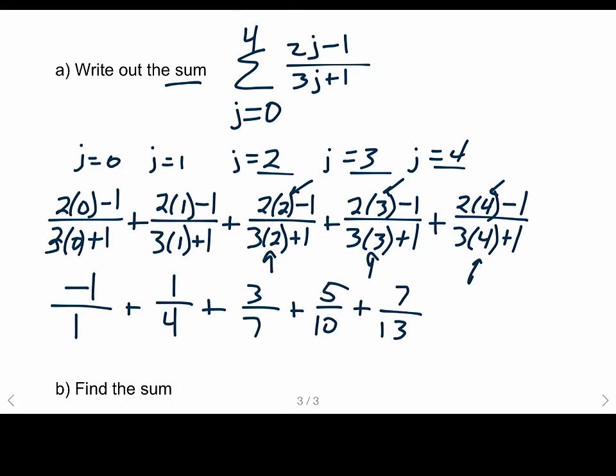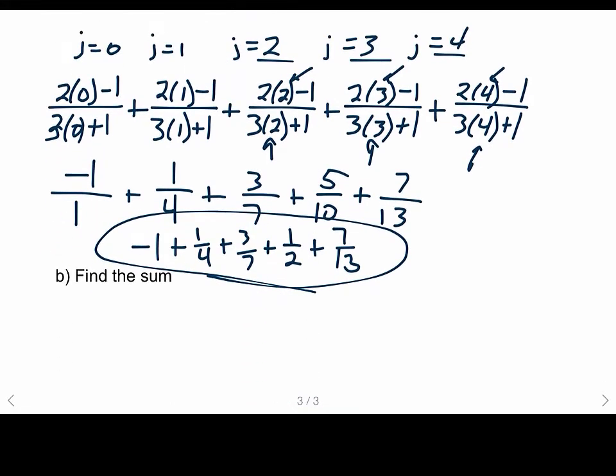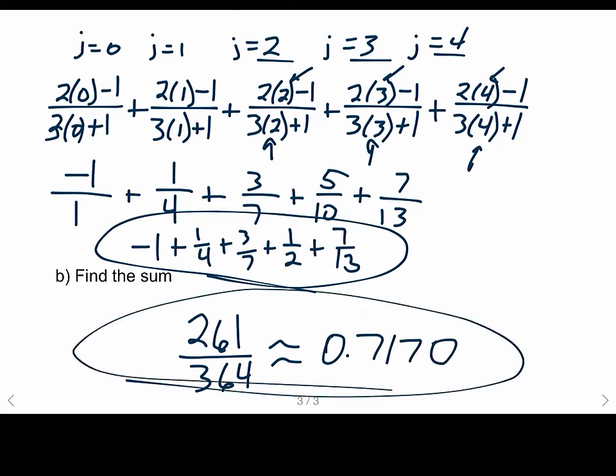And then to write out the sum, I should tidy this up just a little bit. So we have negative 1 plus 1/4 plus 3/7, 5/10 reduces to plus 1/2, and then plus 7/13. That is the sum written out. To find the sum, we need common denominators. I'm actually going to push some buttons here. And the sum that I get is 261 divided by 364. If you needed a decimal approximation, probably 4 decimal places is good. We've got 0.7170. So there we are.